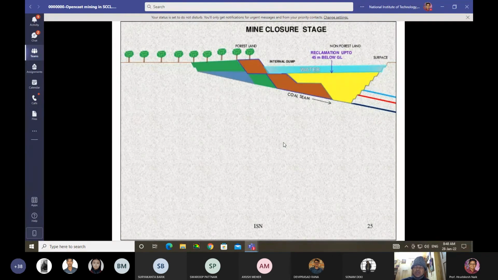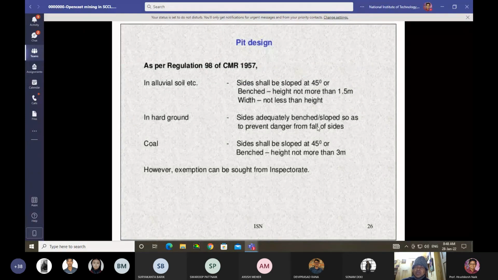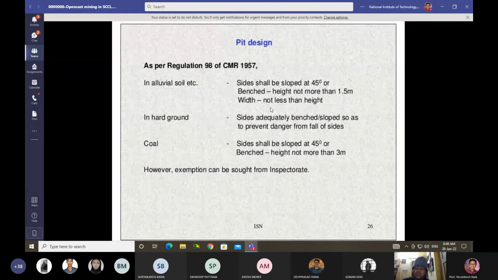Okay, so those are the different operations carried out in open cast mining. Then you have to design the pit. The open pit mine is to be designed, which we are going to take up in the next class. Today I have given you some of the definitions, unit operations, and methods used for surface mining, and in the next class we'll discuss how to design the open pit mines.